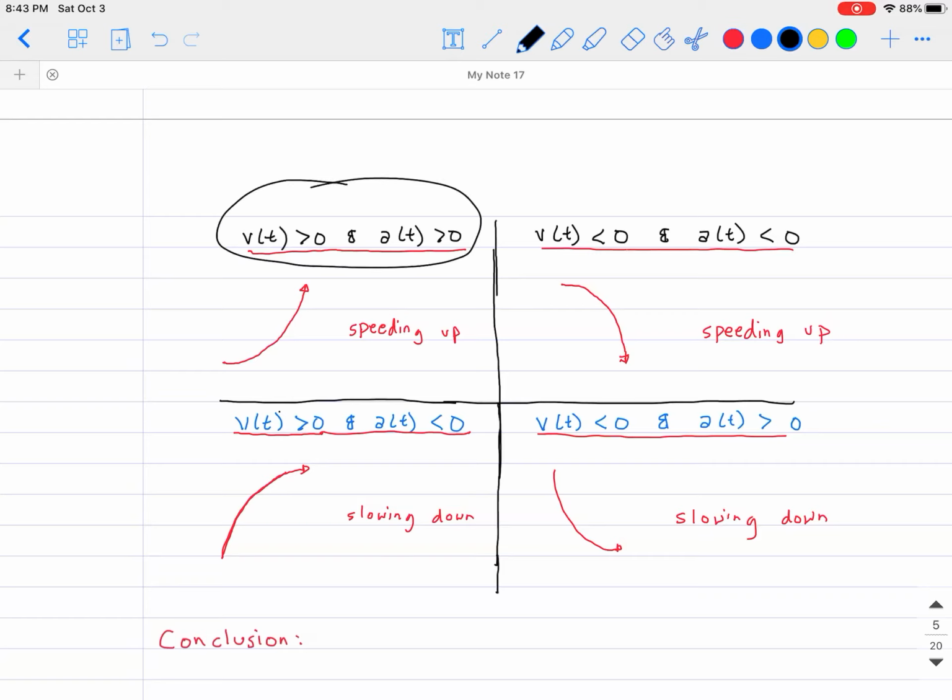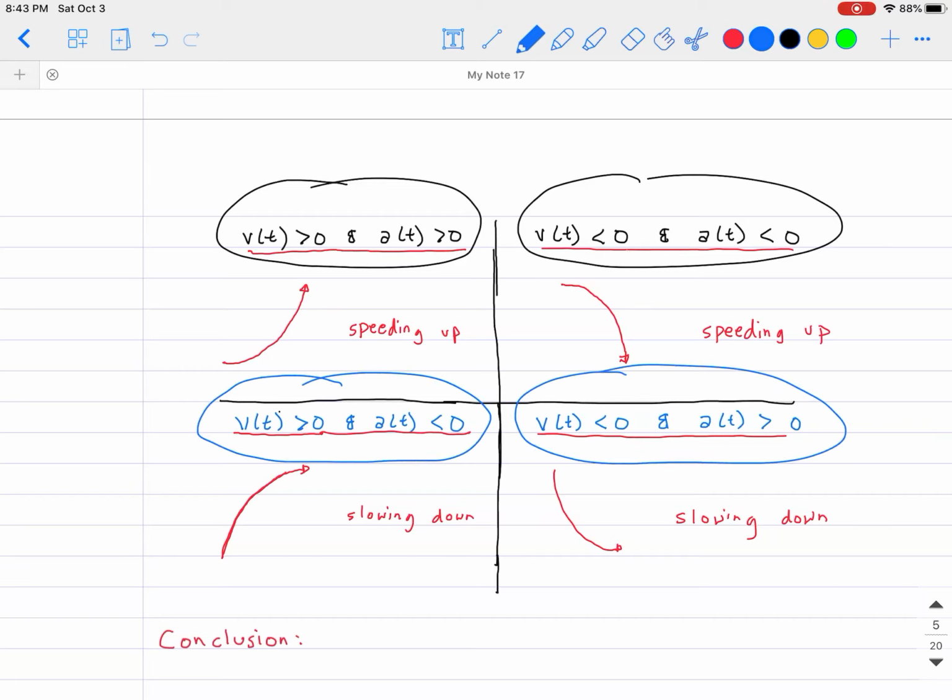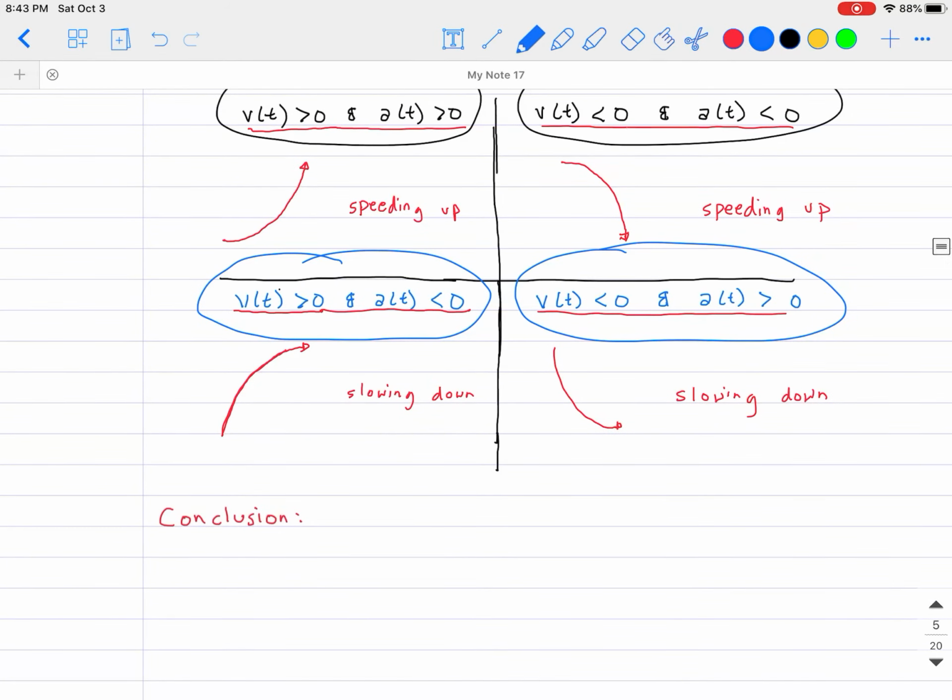So the conclusion is that you have to look at what's happening with the velocity and also the acceleration. In the first 2 cases, you'll notice that when the velocity and the acceleration have the same sign, in this case both positive or both negative, then that means you're speeding up. But whereas when your velocity and your acceleration are at opposite signs, then that means you're going to be slowing down.